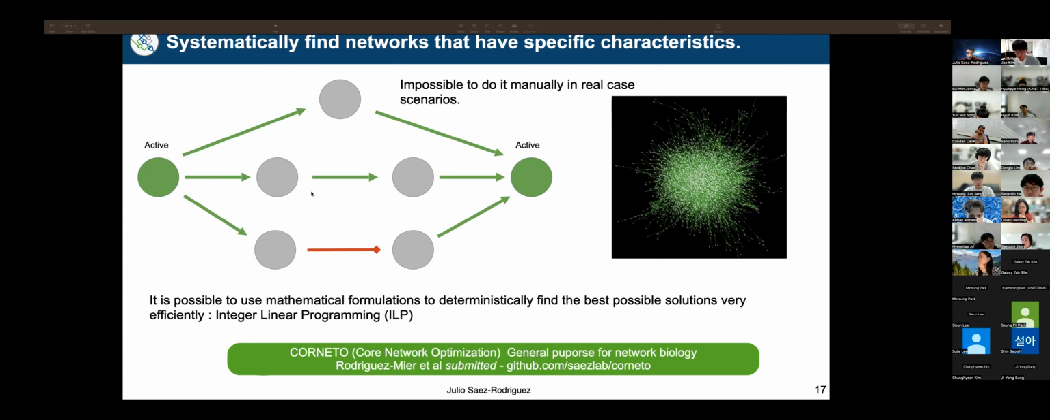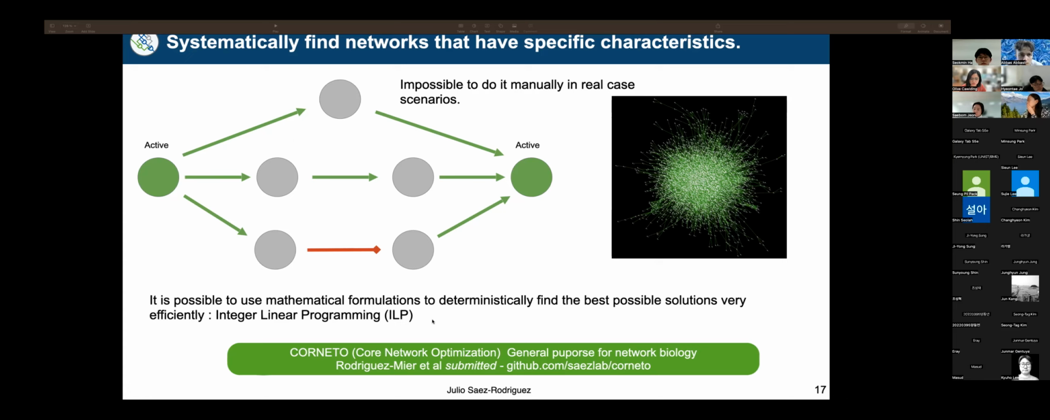That's really the whole intuition behind the approach. Of course, for large networks of thousands of edges, we don't do this manually, but use an algorithm, and here's where integer linear programming comes in as a very powerful strategy to solve this. We have now updated our underlying integer linear programming framework. It's called CORNETO, Core Network Optimization, which can be applied to different problems where you want to solve ILPs. It's available already on GitHub, and we have a manuscript in the works.